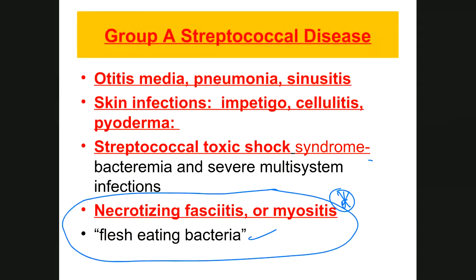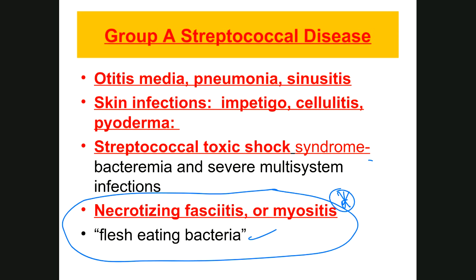Yes, you do definitely need to remember the diseases that are caused, especially the important ones. Like, for example, strep throat, scarlet fever. This is the only cause of scarlet fever, group A strep. Toxic shock syndrome. So we have two organisms that can cause toxic shock syndrome, Streptococcus group A and Staphylococcus.